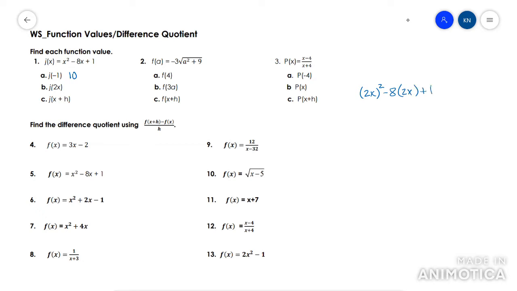You're going to have to be able to do a little algebra here. 2x squared, they both get the square. Both of these, the 2 and the x, get the exponent. So this is actually 2 squared x squared, which is 4x squared. Minus distribute there, 16x plus 1.